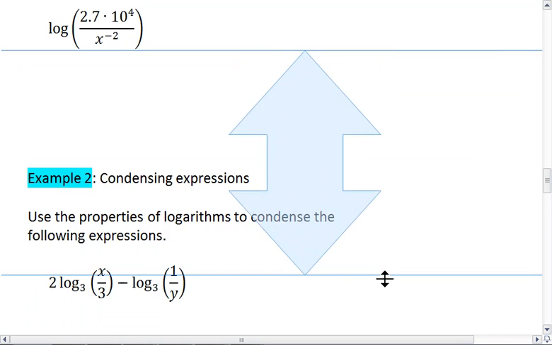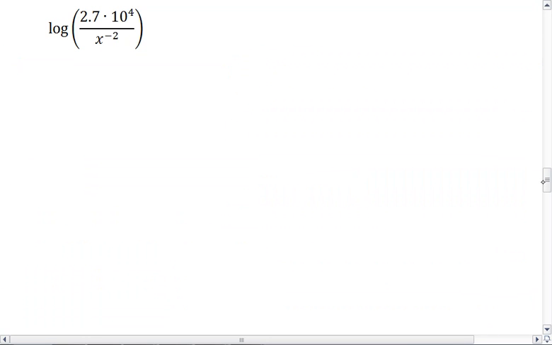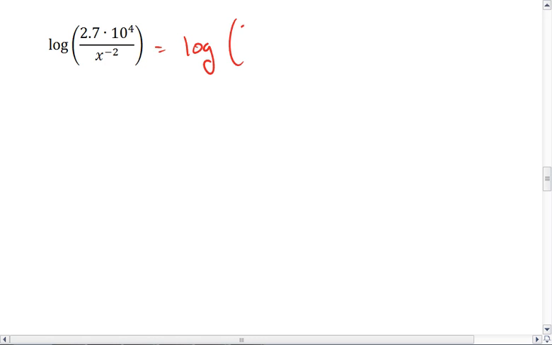And lastly, we want to expand the log of 2.7 times 10 to the 4th over x to the negative 2. We could rewrite this x to the negative 2 in the numerator if we wanted to, giving us 2.7 times 10 to the 4th times x squared.